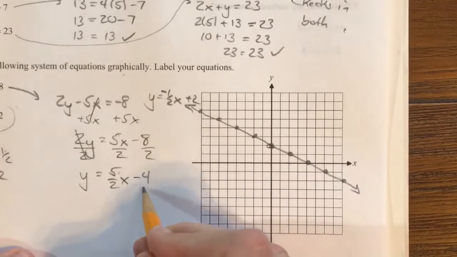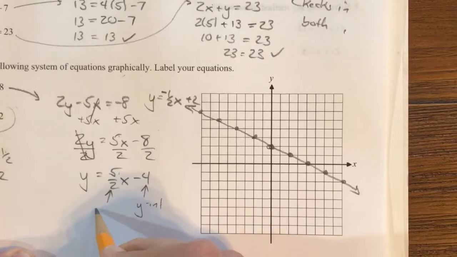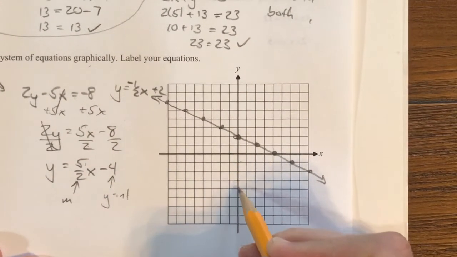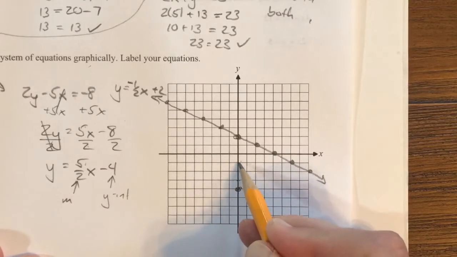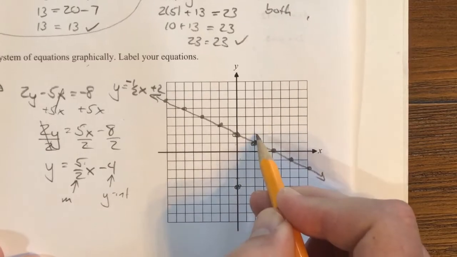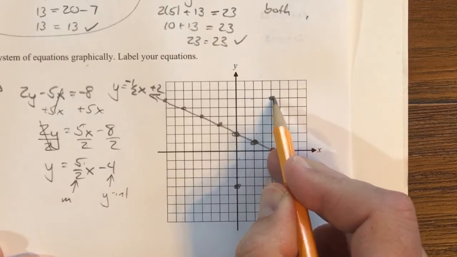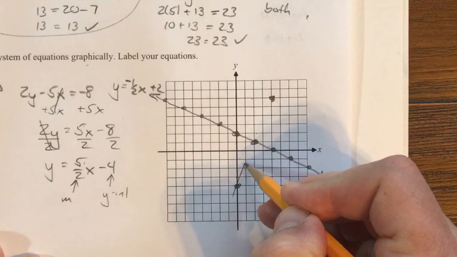Now it's ready to graph because there's my y-intercept. Here's my slope. So I'm going to start at negative 4. 1, 2, 3, 4. And I'm going to go up 5. 1, 2, 3, 4, 5 over 2. Boom. That's the point I'm looking for, by the way. But 5 over 2 more. That's enough. I think the rest are going to go off the graph paper. So here's the other line.